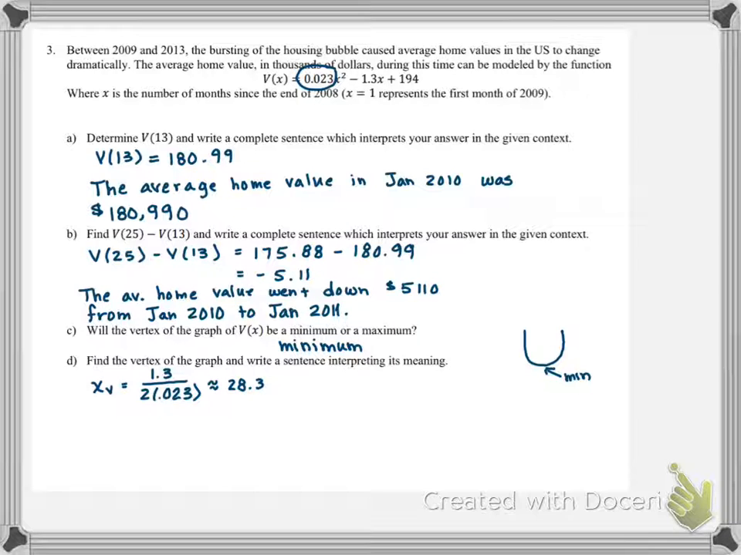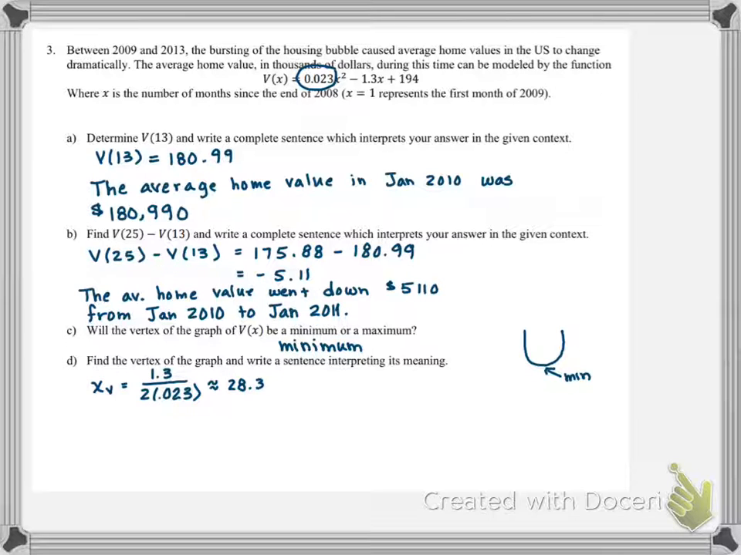Well, the vertex of a graph is a point, right? And what did I just find? We just found an x value, right? So we found half of it. So to find a point, you have to find the x value and the y value. How do I find the y value? Yeah, just plug it into the function.